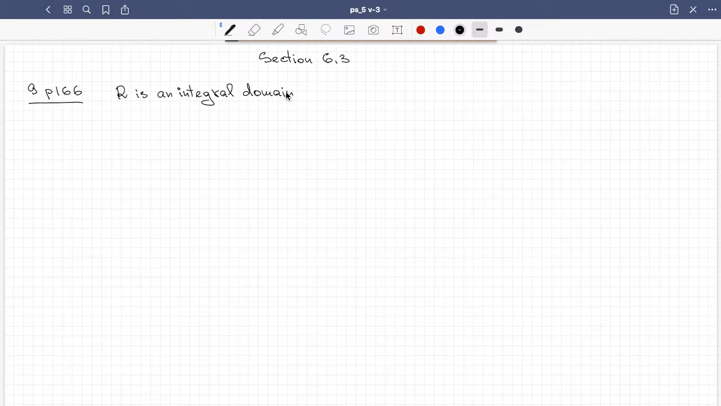And assume that the principal ideal, and P is an element of R. The principal ideal P is prime.